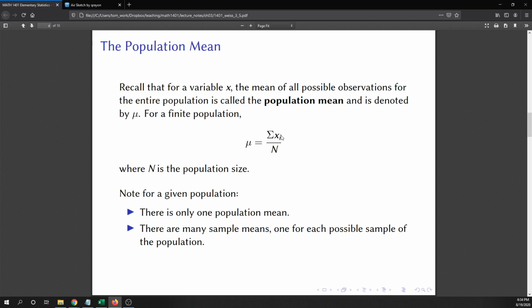And then you would divide the sum of your observations by how many are in the population. For the population, we use a capital N to represent the size of the population, whereas with a sample, it is a lowercase n. Okay? So again, just to reiterate, there's only one population mean. There's lots of different possible samples that you could take, right? And each of those possible samples has its own sample mean involved.